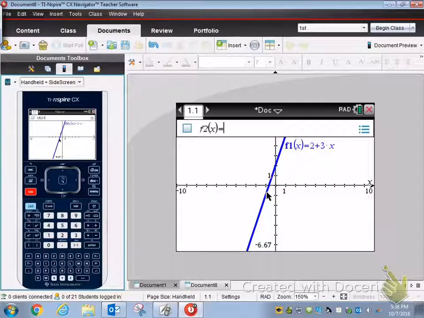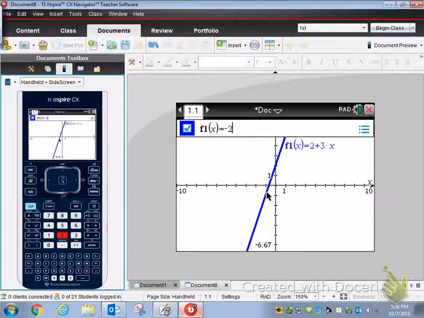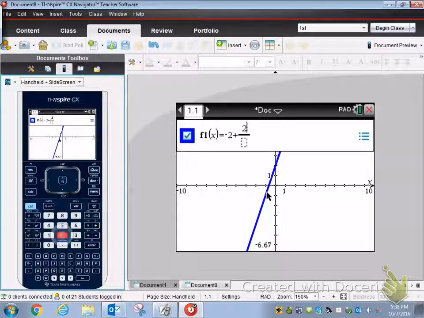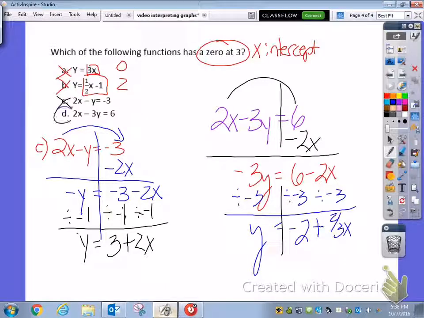So tab, up arrow, you can delete all that. Okay, we said -2, just to make sure, -2 plus 2/3. All right, and then plus, and then you got your fraction, 2 over 3x. And then hit enter. Now hit menu 5, 1, and I'm going to scroll to the x-axis. And I scroll to the x-axis, the 0 is 3, 0, and that's what I wanted, so my answer is D.